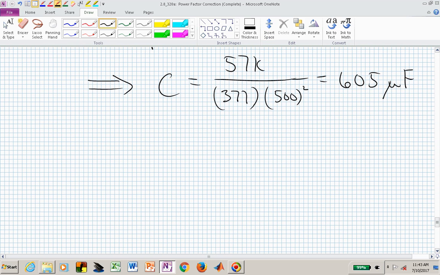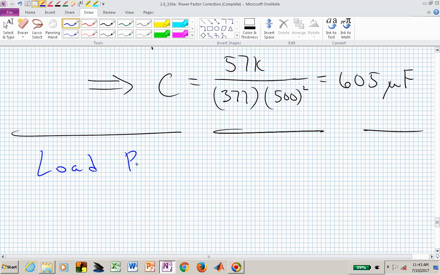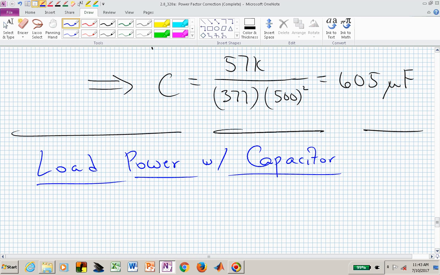So let's see what we've now produced. We can now look at the load power of load 1, load 2, and the capacitor. So let's just say the load power with the capacitor, or this is now after the power factor correction. We selected the capacitor to exactly cancel the reactive power, the net reactive power from loads 1 and load 2.